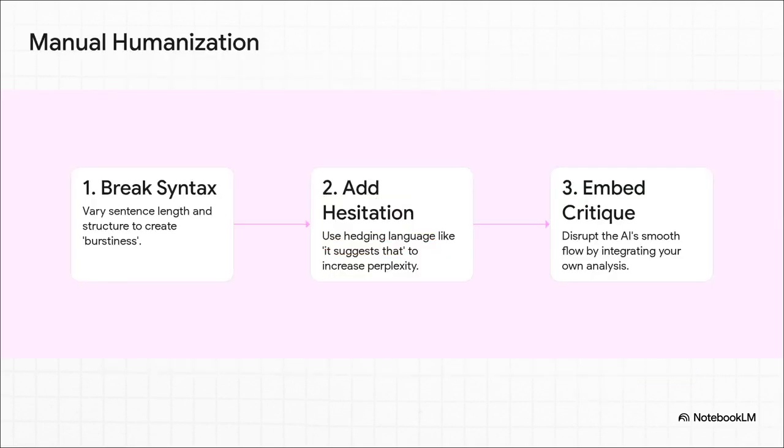But, okay, let's be real. Sometimes you might start with some AI-generated text as a base. If you do that, you absolutely must humanize it manually. And here's your 3-step recipe. Step 1, break the sentence syntax, mix it up, create that burstiness we talked about. Step 2, introduce that intellectual hesitation, use hedging language to jack up the perplexity. And Step 3, weave in your own subtle critique. Add a little analysis here, a counterpoint there, disrupt that perfect AI flow with your own brain.